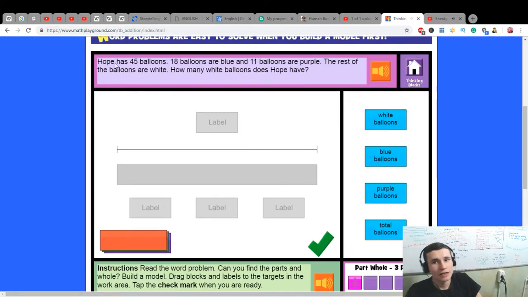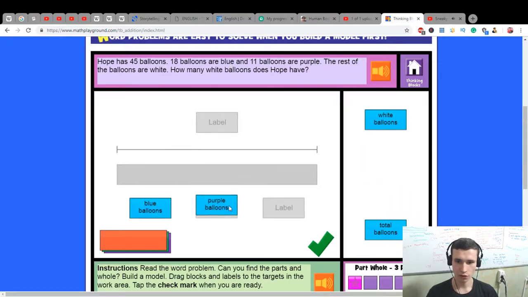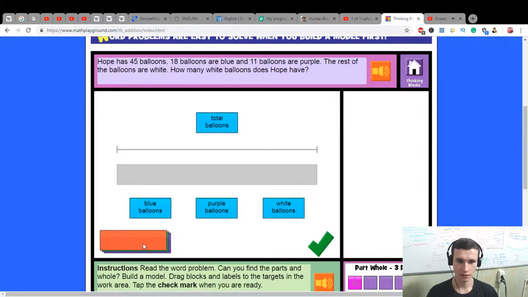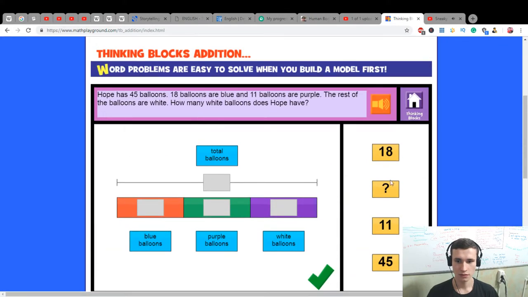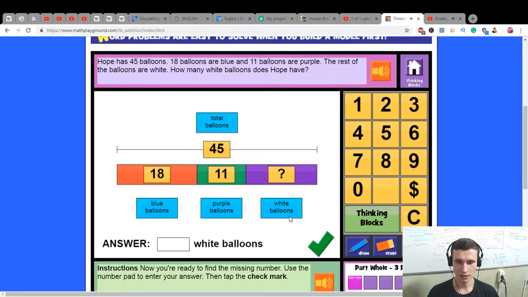Hope has 45 balloons. 18 balloons are blue and 11 are purple. Blue, purple, white balloons, total balloons. And how many white balloons does Hope have? Hope has 45 total. 18 are blue and 11 are purple. And white balloons is the unknown number.